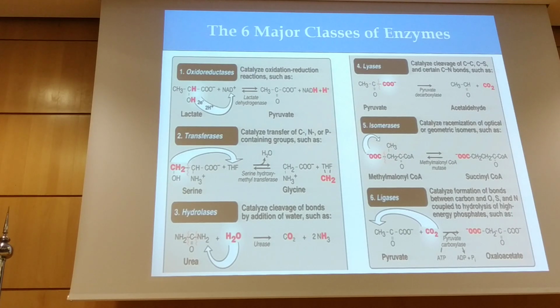Electron accepts hydrogen, gets reduced. Let's do it the other way. Reducing agent accepts oxygen, gives electron, gives hydrogen, gets oxidized. If you remember it this way, you will never forget it.